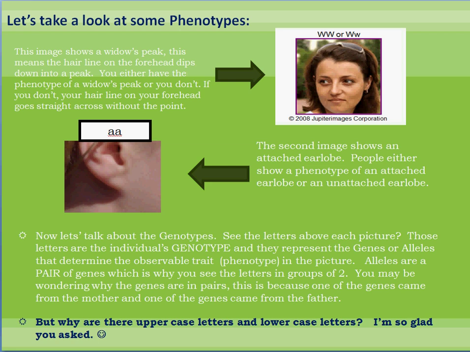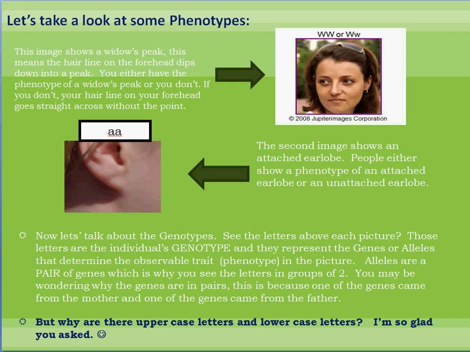So let's look at some phenotypes. The first image shows a widow's peak, and this is referring to the hairline on your forehead. If it dips down into a peak, we say that you have a widow's peak. And if your forehead is smooth at your hairline, we say that you don't have a widow's peak. The second image is showing an attached earlobe, where someone's ear goes directly into their face. People either have a phenotype for an attached earlobe, like shown in the picture, or if their earlobe hangs free, we say that they have an unattached earlobe.